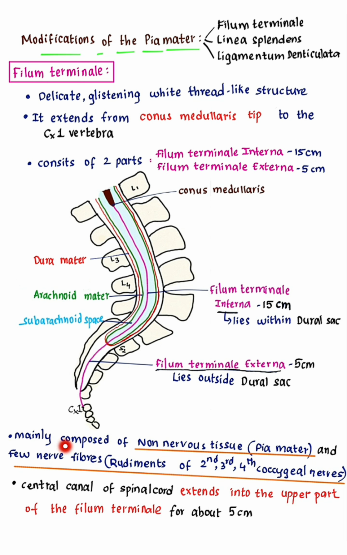Filum terminale is mainly composed of non-nervous tissue, that is pia mater, and it consists of some part of nervous tissue, that is nerve fibers. It is composed of a few nerve fibers, rudiments of second, third, fourth coccygeal nerves. The central canal of the spinal cord extends into the upper part of filum terminale for about 5 centimeters. In the upper 5 centimeters of filum terminale, the central canal is present.